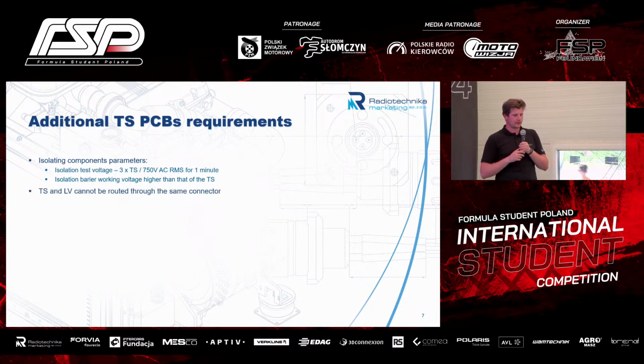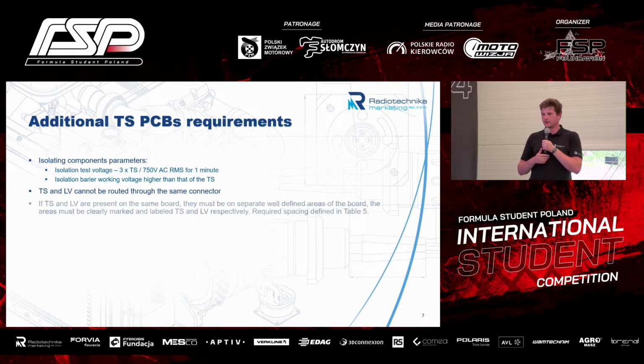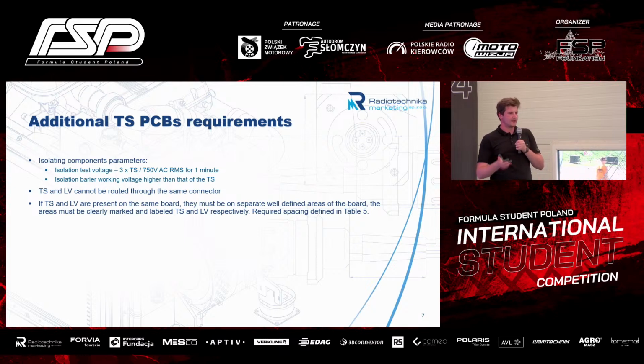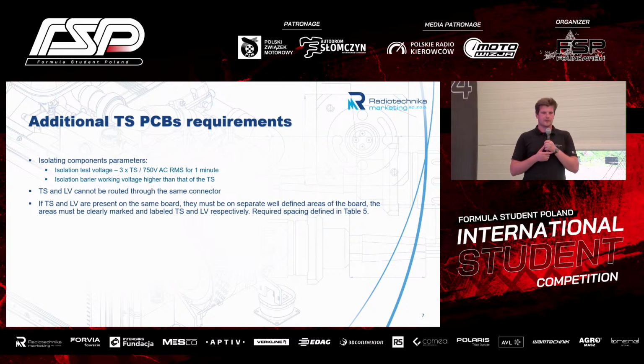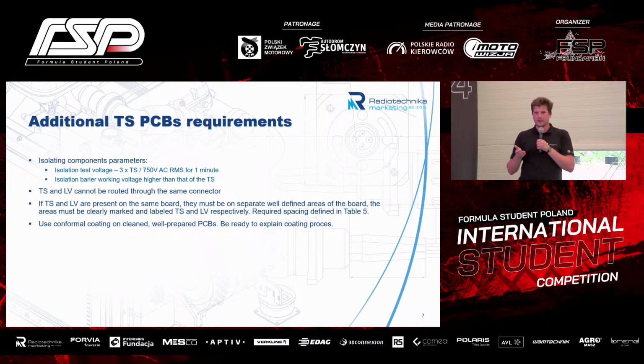Except for the interlock, of course. So no connector with both TS and low voltage, except for the interlock in the connector. Mark areas of the PCB with tractive system and low voltage. It's really easier for the scrutineers to check the rules compliance. It's also a cool feature, I would say, and it spares time when you're specifying the spacing of both parts. So for example, an additional label saying 4 millimeters of spacing with arrows between the two lines.